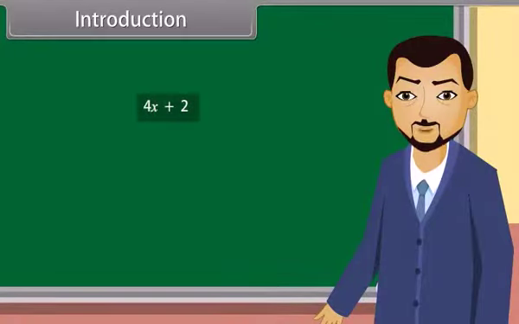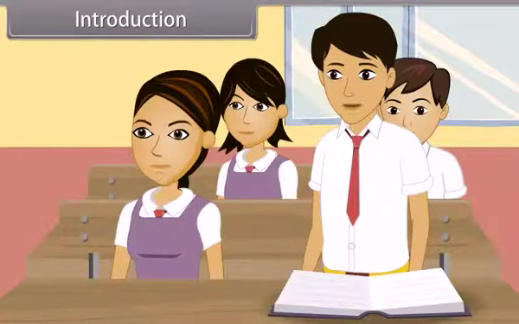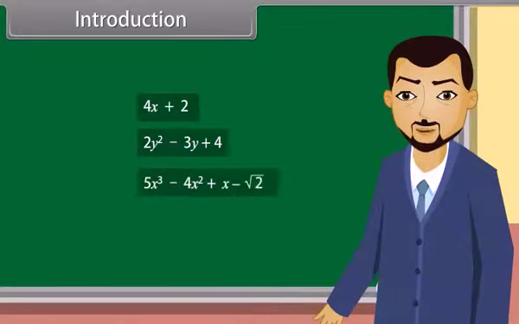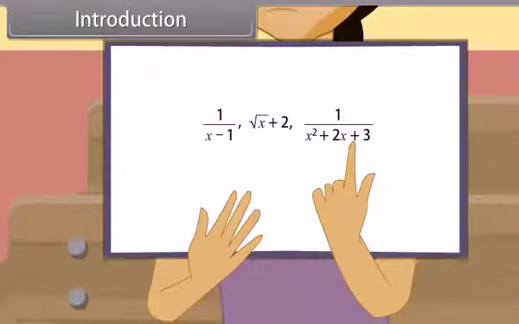Students, look at this polynomial. What can you say about this? This is a polynomial in the variable x of degree. You're right. Similarly, 2y square minus 3y plus 4 is a polynomial in the variable y of degree 2. And 5x cube minus 4x square plus x minus square root 2 is a polynomial in the variable x of degree 3. Teacher, is this expression a polynomial?